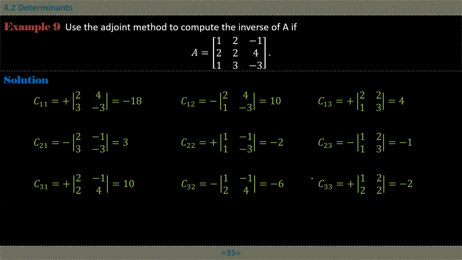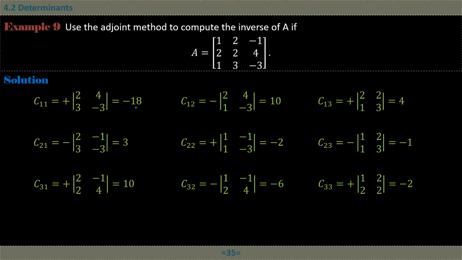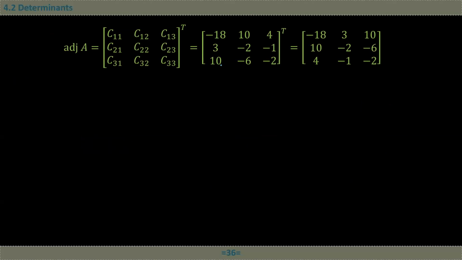So what we have to do now is find the adjoint of this matrix, right? These are the entries of the adjoint of A. So if you substitute here, the adjoint of A is, here we have C11, C12, C13, but the whole thing is transposed. First, let me substitute all the values, and after that, I will transpose this. What is C11? It is negative 18. C12, it is 10. C13, it is 4. We just found them in the previous video. So minus 18, 3, 10, and 10, minus 2, minus 6, 4, minus 1, minus 2.